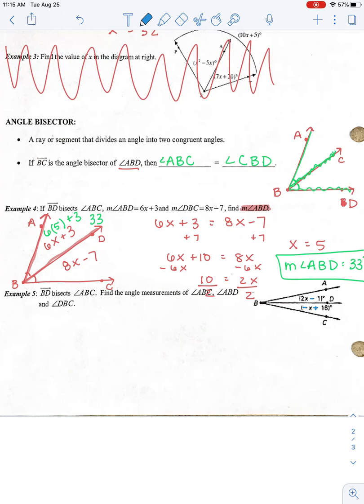So with this one, BD is bisecting that angle. So I know that this angle is the same as this angle. I'm trying to find all the different measurements, which means I need to find x first, which means I need to make my equation. So since this is bisecting those, I know that those two little angles are the same. So I can say that 2x minus 1 equals negative x plus 15, we're going to say that is. I'm going to do some math. I'm going to add that x over, add the 1, and divide by 3.